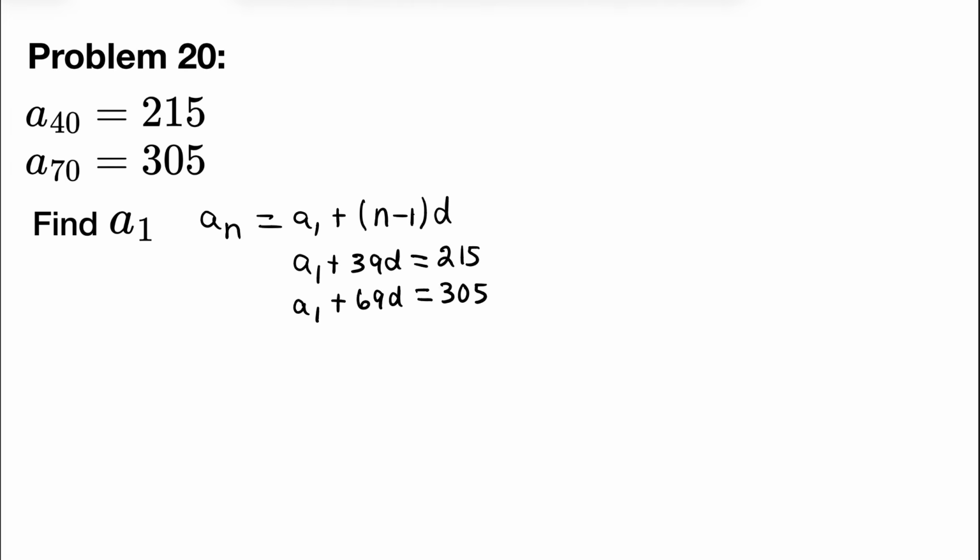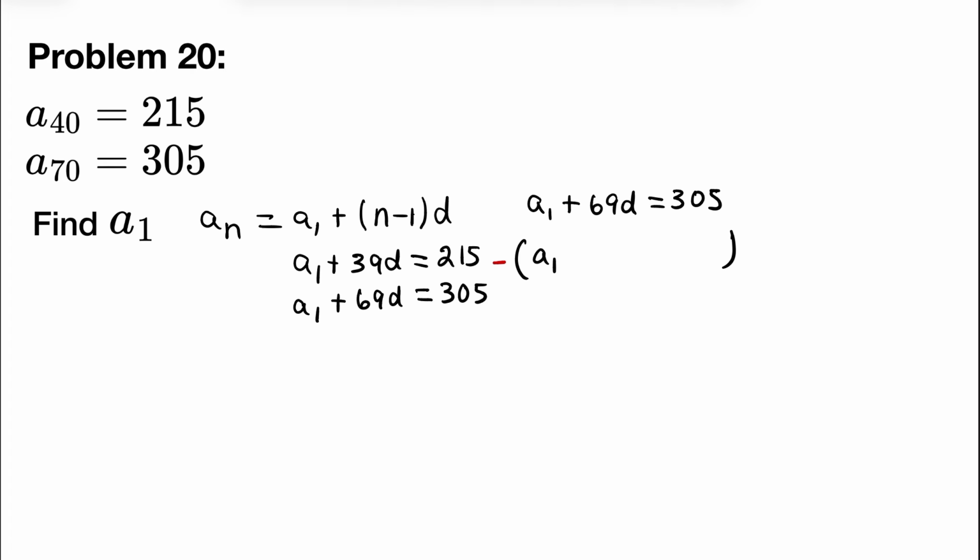Okay, so now we're going to subtract to eliminate a sub 1. We'll go ahead and rewrite the equations over here, except I'm going to write the equation with the bigger numbers on top since we are subtracting. So we have a sub 1 plus 69d equals 305. And since we're subtracting, I will go ahead and place parentheses around the second equation, and I'll place a minus sign out in front.